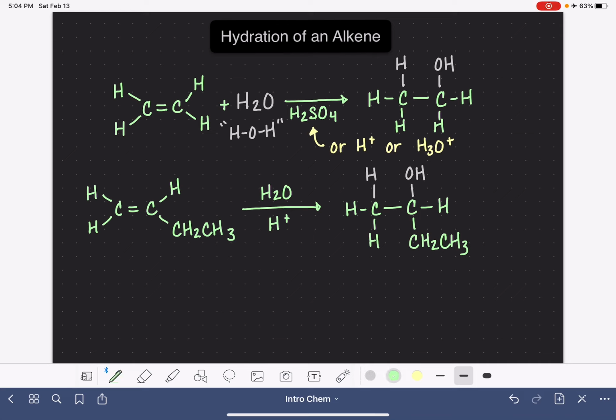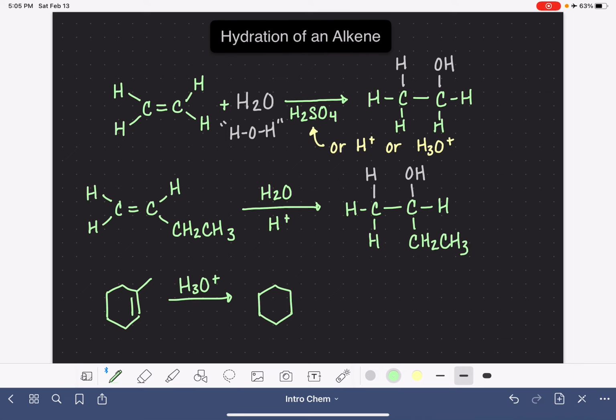Let's look at one more example using line notation. We'll go with this, and this time we'll say H2O, H3O+. Sometimes it's possible for somebody to just write H3O+, like that's sort of adding H2O plus H+, mixing it all together. So I'm just going to leave that there just in case you might encounter that.